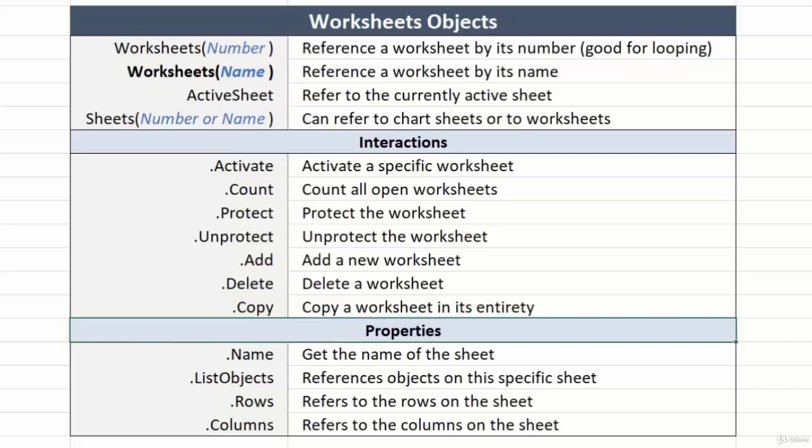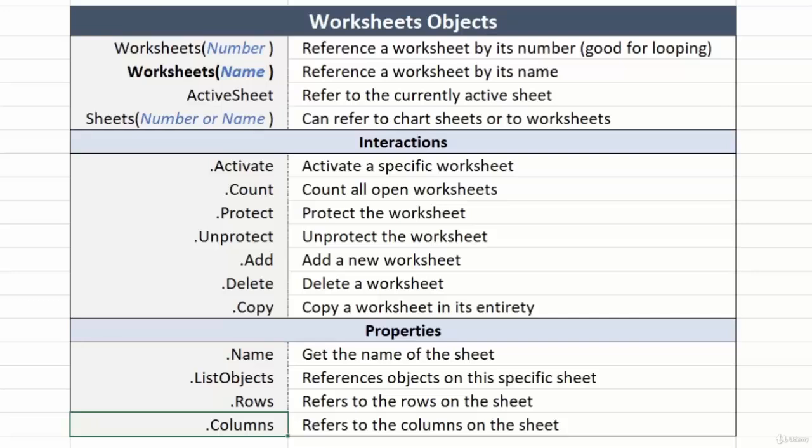These are the most common properties that you'll probably interact with using the worksheet object. First is the sheet name, which is pretty obvious. It gets you the name of the sheet. The second is the list objects property, and this will let you reference objects such as tables that might appear on the sheet. The row property you can use to delete, insert, or count rows on the sheet, and the columns property lets you delete, insert, or count columns on the sheet, all of which is really helpful to do.